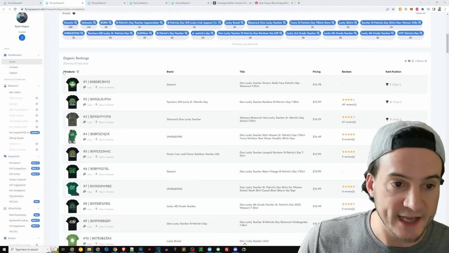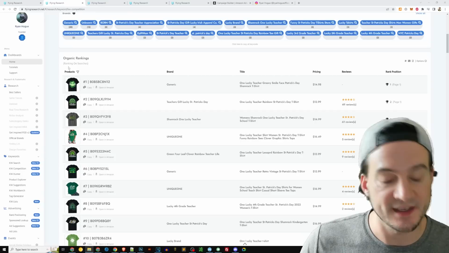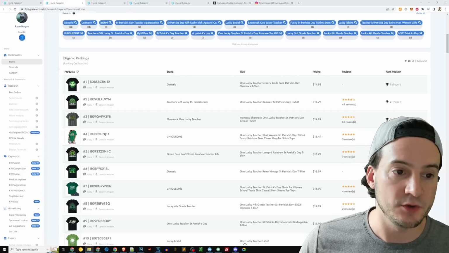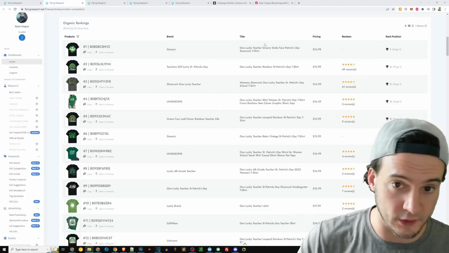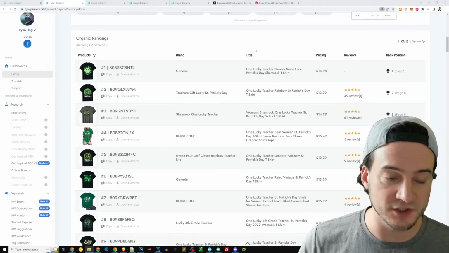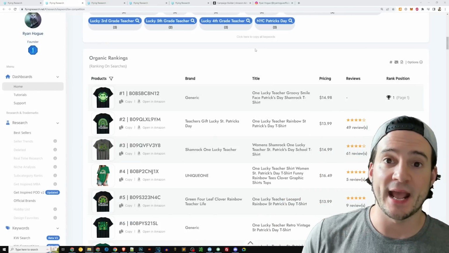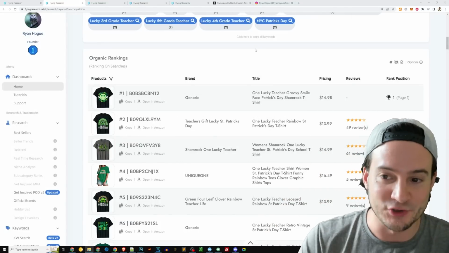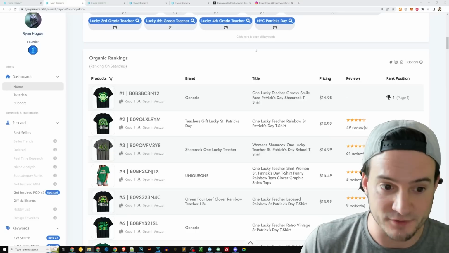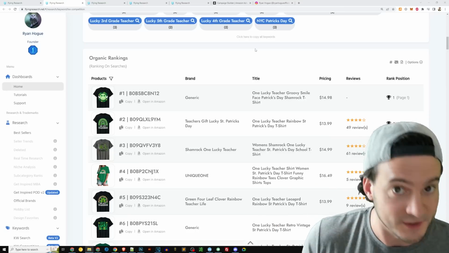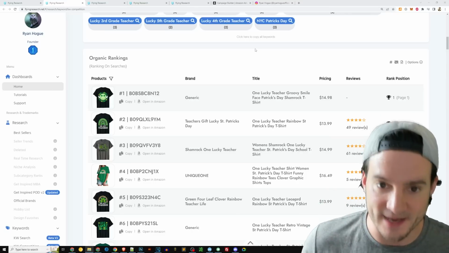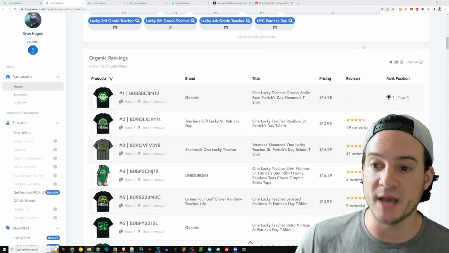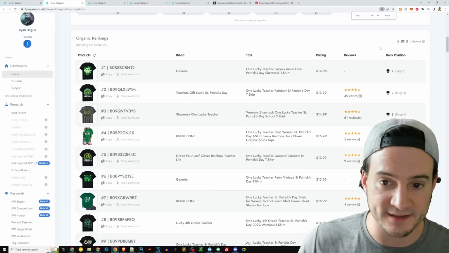You can scroll down here. You'll see the organic ranks based on our search term, in this case, one lucky teacher. And you can scroll in if it makes it easier to read. And you can just do a quick scroll through and evaluate the designs. Take a hint from the highest performing shirts in this niche, right? Typically that's customers saying, hey, I'm going to buy this because I like the design.